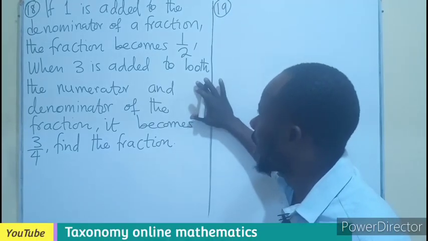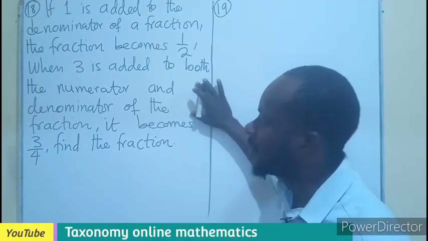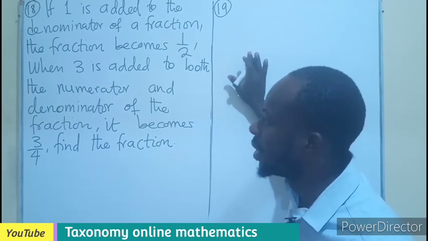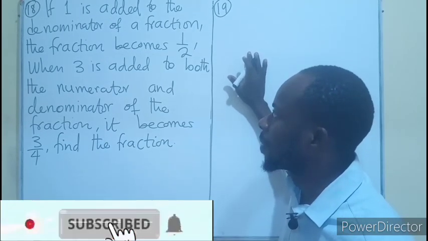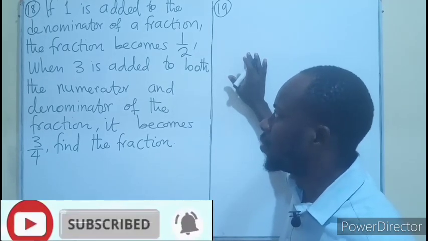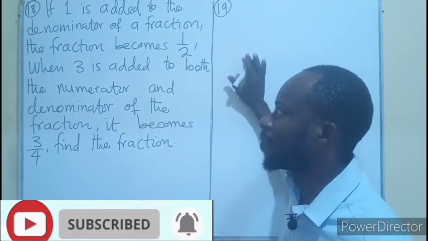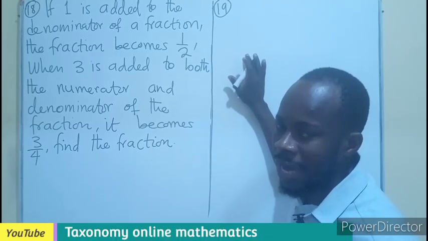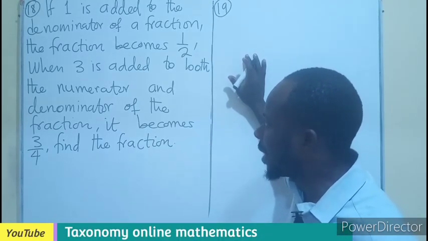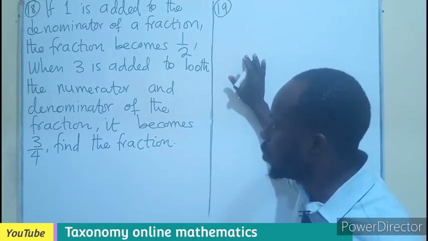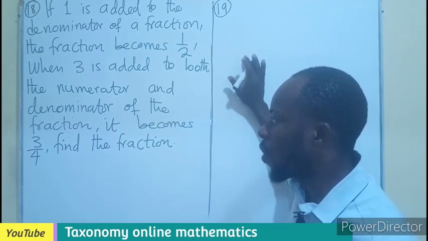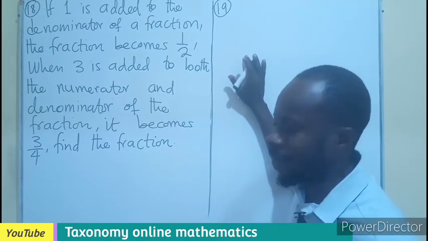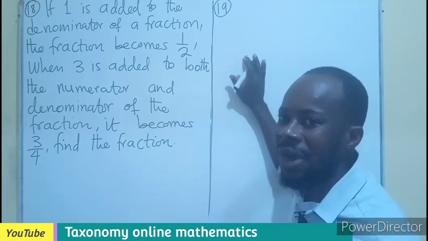Welcome. Let's provide the answer to questions 18 and 19 of the NECO 2023 Mathematics Paper 3. If 1 is added to the denominator of a fraction, the fraction becomes 1/2. When 3 is added to both the numerator and the denominator of the fraction, it becomes 3/4. We have to find the fraction.